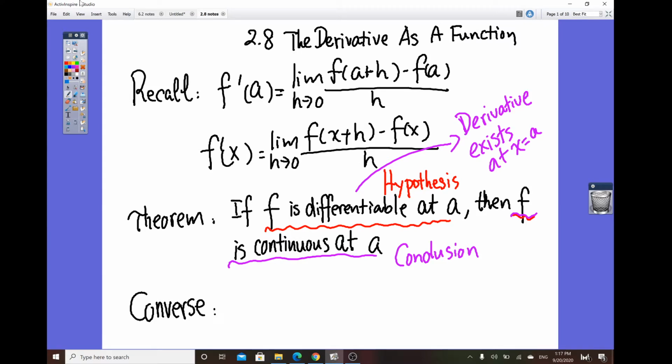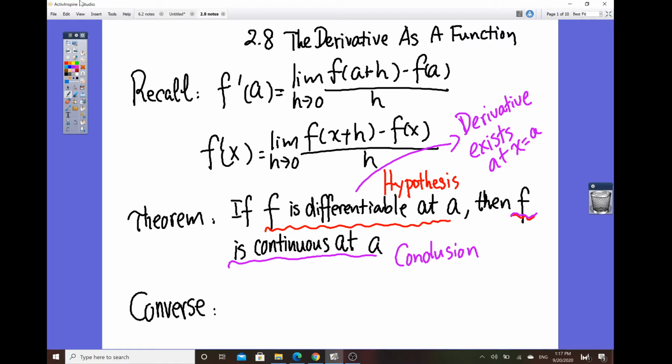Again, the derivative is just the instantaneous rate of change of the function. Recall f prime of a from the previous sections: the limit of f of a plus h minus f of a over h as h approaches 0. The other form is f prime of x, also a limit: f of x plus h minus f of x, all over h, as h approaches 0.